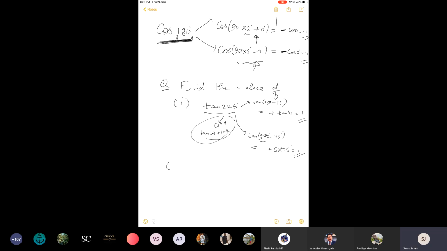Okay, solve another question now. Find this value: cosec 330 degree.